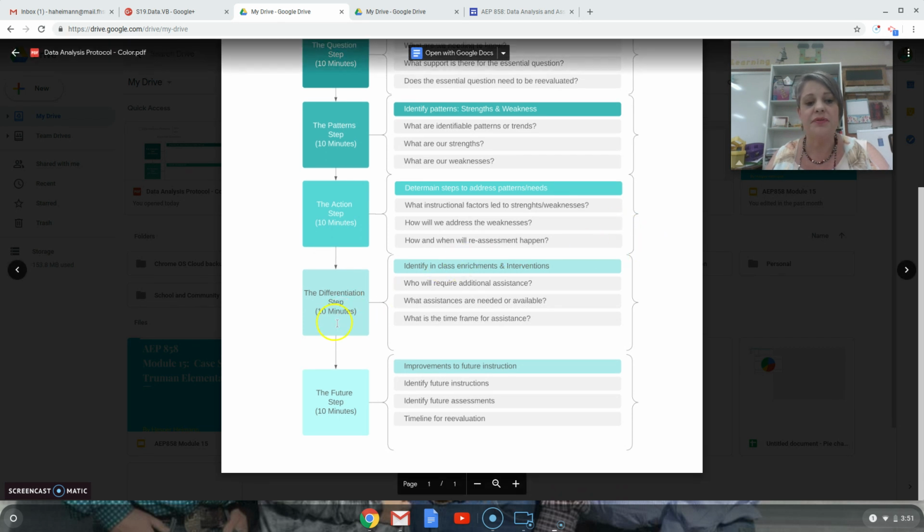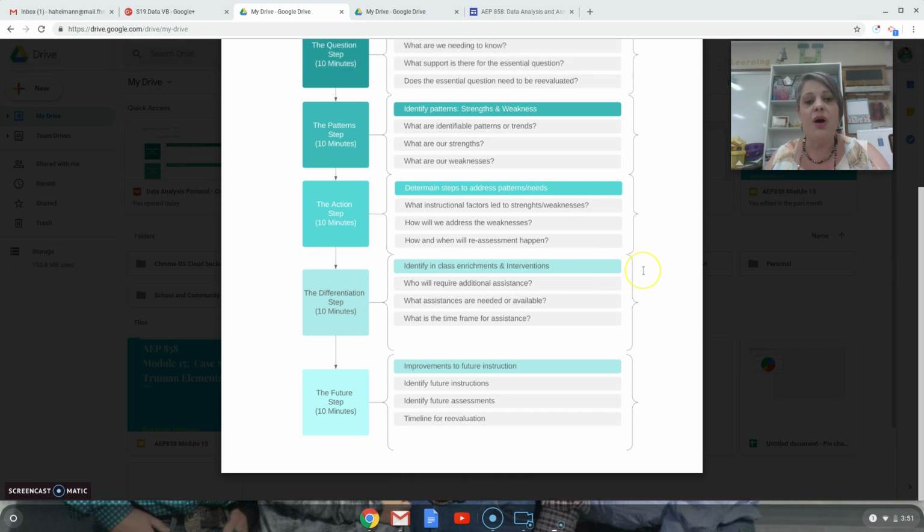I also put in here the differentiation step because you are going to have those students that aren't going to get this by a simple reteach or a tier 1 intervention that's going to happen in the classroom. They're going to need a little bit more assistance. So who in the data that we're looking at is going to require additional assistance? What assistance is needed or available? So what do we have and how are they going to benefit these students? And what is the time frame for this assistance? Is this going to be ongoing? Is this going to be just for the week or just for the lesson?